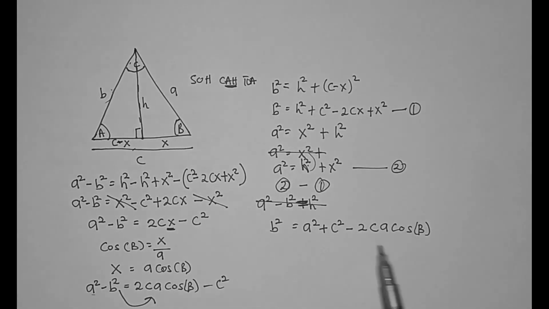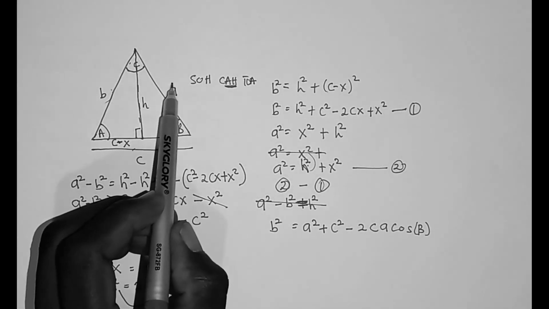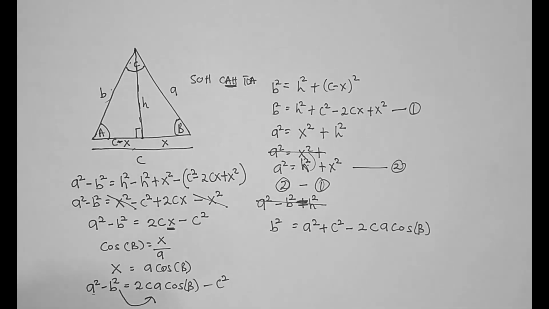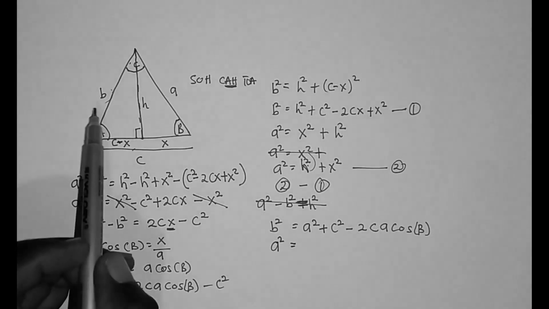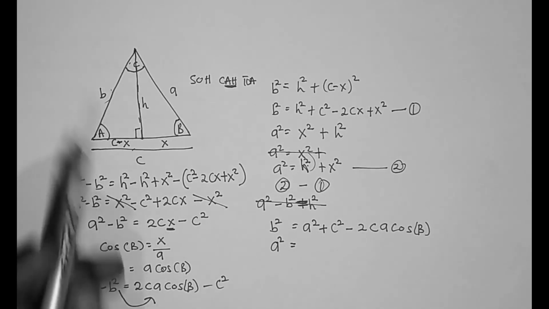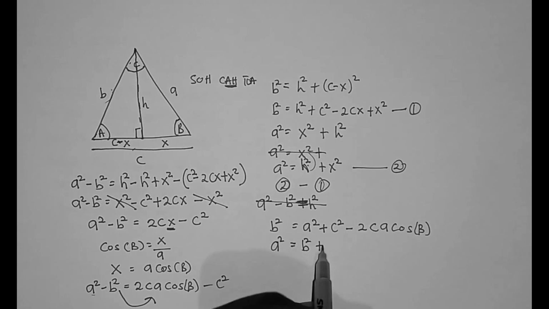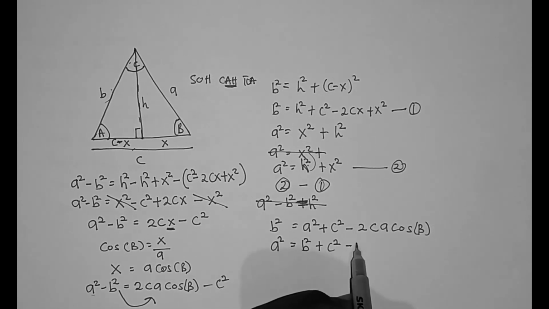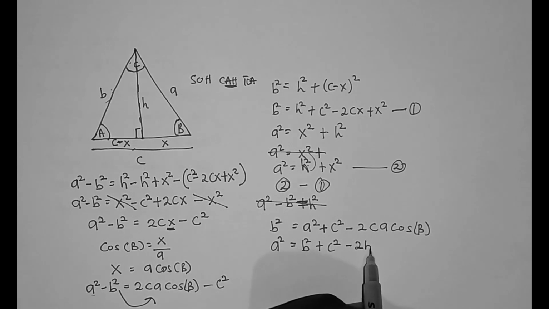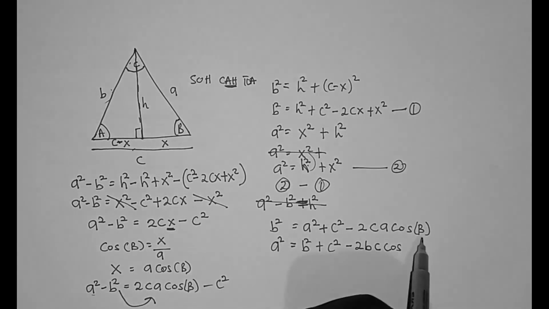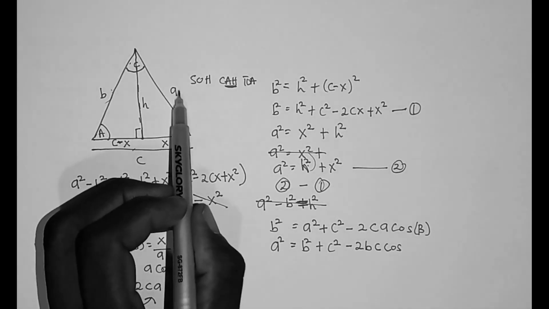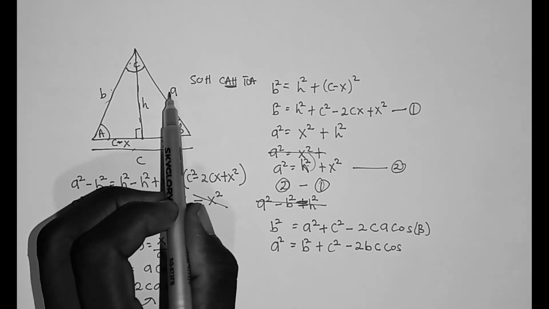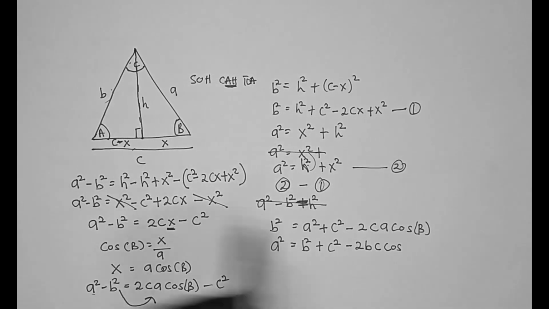So you can see that it follows a pattern. For example, if we take A, using deductive reasoning, what will be A squared? A squared is equal to the squares of the other two sides, which is B squared plus C squared, minus 2 times the length of B times C cos what angle? In the first case, B is the angle facing this line B. So in this case too, we are going to use the angle facing this length A, and that is capital A.